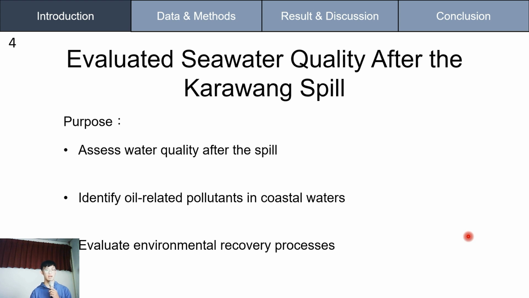Therefore, the study has three purposes. The first purpose was to assess seawater quality after the oil spill. The second purpose was to identify oil-related pollutants. The third purpose was to understand whether the marine environment was recovering. Through this analysis, researchers could quickly evaluate the environmental impact of the oil spill.